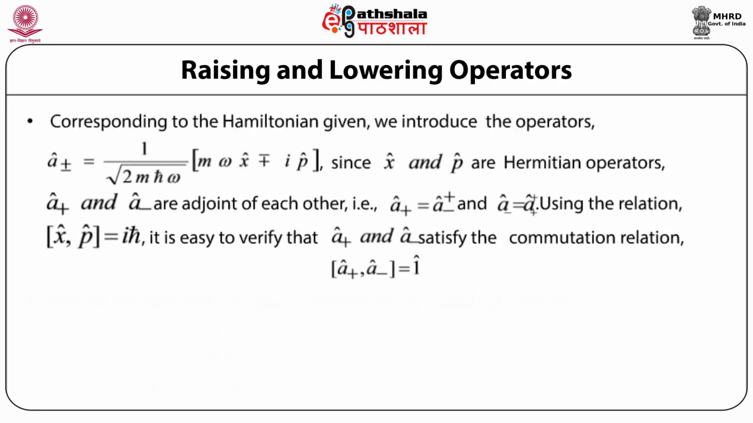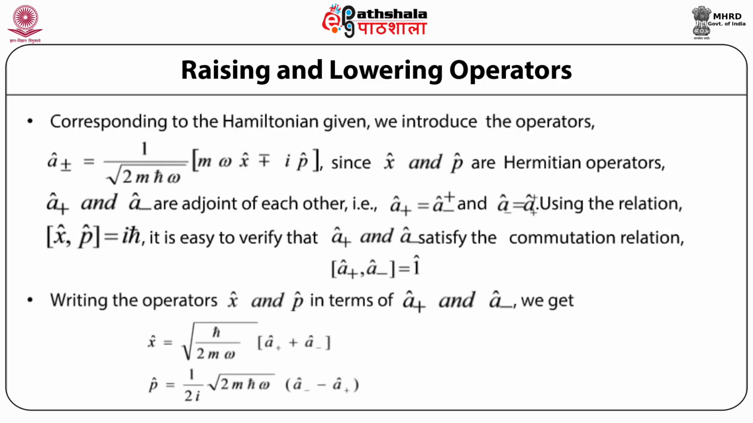Thus, it is now easy to verify that the raising and lowering operators A plus and A minus satisfy the commutation relation: the commutator of the raising operator A plus with the lowering operator A minus gives us the identity matrix or the unit matrix.